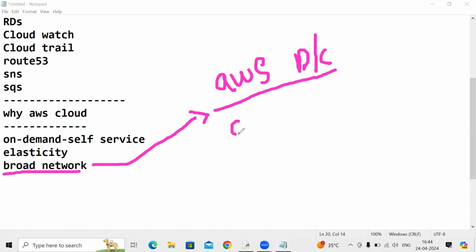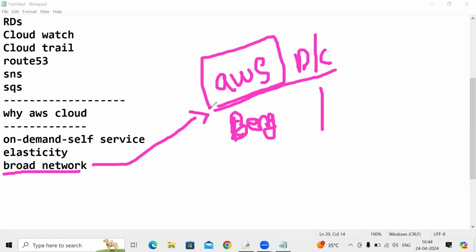Suppose your company is in Bangalore, and you are working from your hometown, a small village. You can easily access the AWS resources and services, and within a few seconds or minutes, you can turn work off and on, and easily work with AWS services, guys. This is nothing but broad network. Wherever you go, you can easily access the services of AWS.